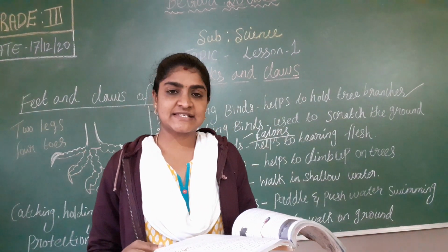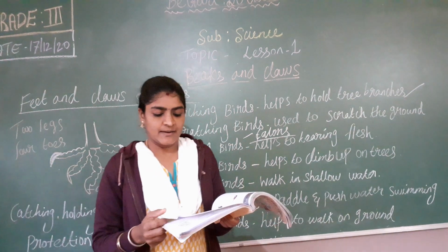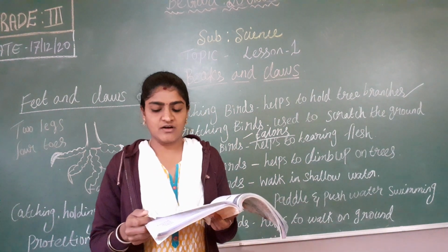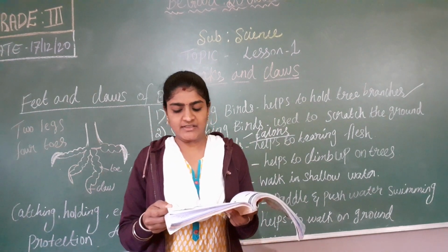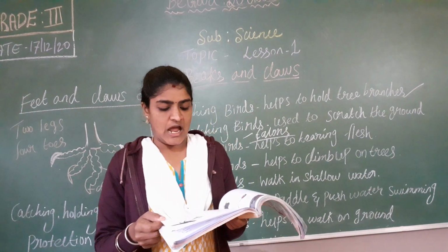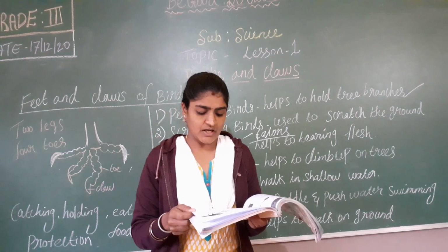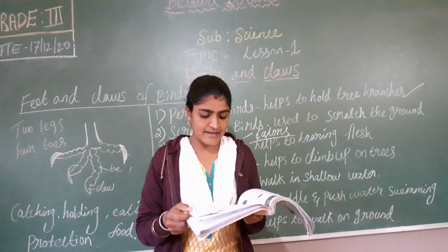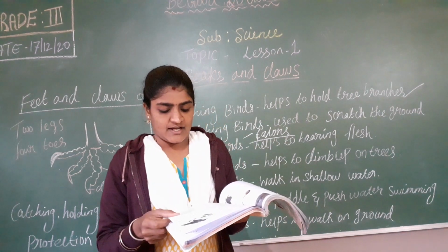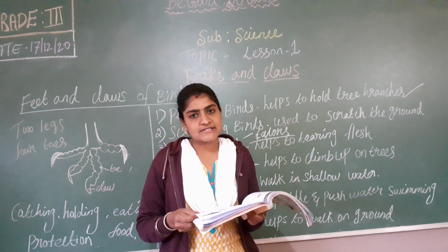And the next one is the climbing birds. Birds like the woodpecker and parrot have 2 toes pointing in the upward direction and 2 toes in a downward direction. They use their toes to climb up as well as cling on the bark of trees.